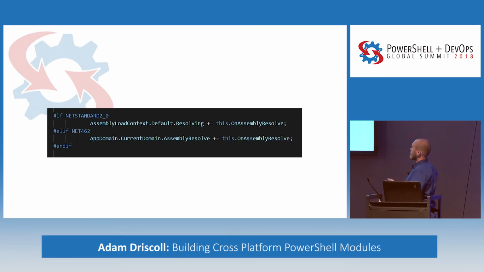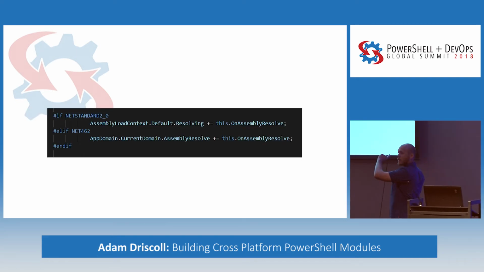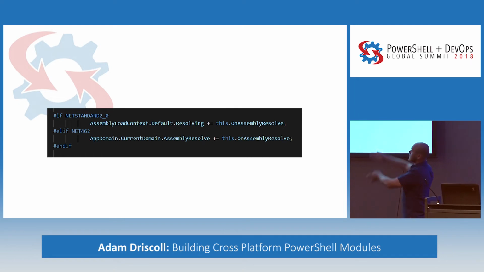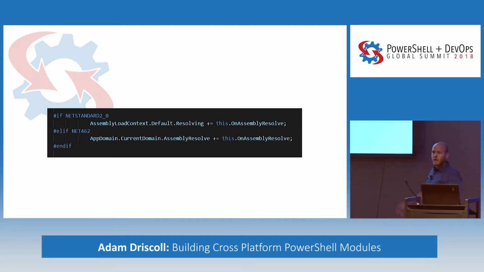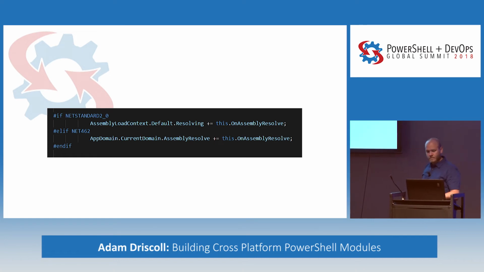And then it led to code like this. So not only am I producing two sets of binaries, my code's different depending on what I'm running in. You can see I have an ifdef that's only compiled in when I do .NET Standard, and then another ifdef that's only compiled in when I do net 4.6.2.